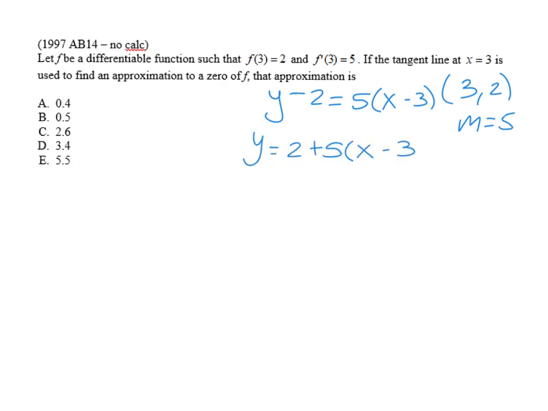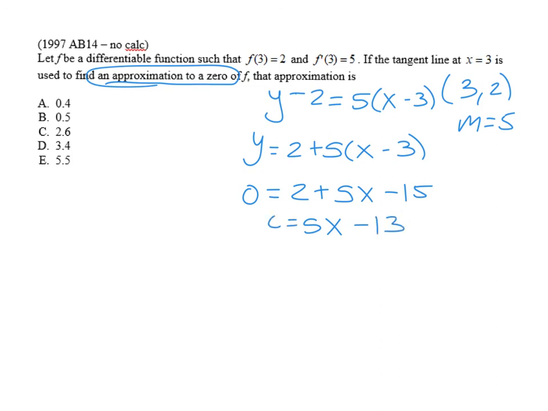All right, so here is my tangent line. Now it says find an approximation to a 0. What are we going to do there? What's a 0? It's a root. It's where this guy crosses the x-axis. So we're going to set y equal to 0 and solve for x. So 2 plus 5x minus 15, so 5x minus 13 equals 0. So x is 13 over 5. So that's 2.6. So C. So we can approximate the 0 using the tangent line.